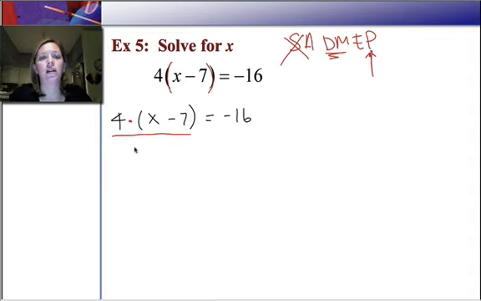We do that by dividing both sides by 4. And the only reason I can do that is because x minus 7 is in those parentheses. Okay? So 4 divided by 4 is of course 1. So that leaves me with x minus 7 over here. You could write it in parentheses, but even if you do, the parentheses aren't doing anything for you, so why bother? So let's just leave it as x minus 7. And then over here, negative 16 divided by 4 is negative 4.